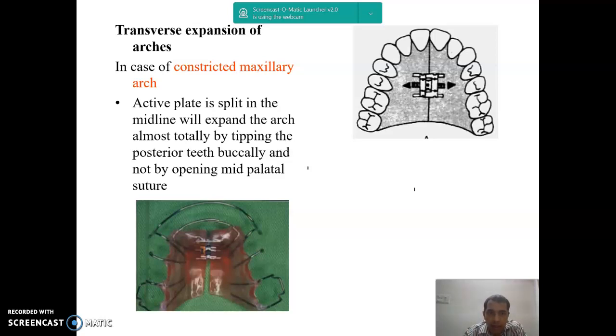An active plate that is split in the midline will expand the arch almost totally by tipping the posterior teeth buccally and not by opening the mid-palatal suture. That is generally obtained by opening the mid-palatal suture with a fixed screw, otherwise known as the hyrax screw. That is a separate topic, so we won't talk about the hyrax screw or the other types of rapid expansion. A removable orthodontic appliance screw causes slow expansion of the arches.